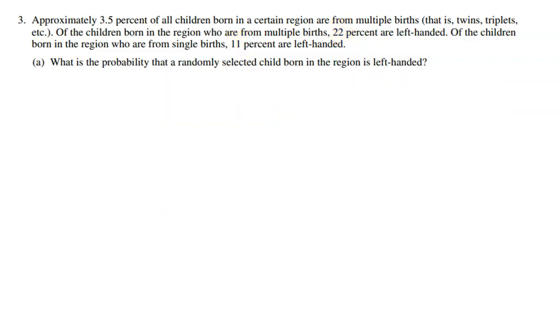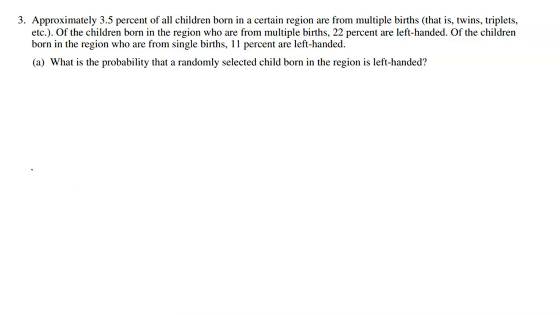So let's specifically look at question A. What is the probability that a randomly selected child born in the region is left-handed? And this is exactly why a tree diagram is going to be really helpful here, because there's 2 ways you can be left-handed. You could be left-handed from a multiple birth, or you could be left-handed from a single birth. And I know that they are not independent of each other from the pure fact that I know you're more likely to be left-handed if you come from that multiple birth versus less likely to be left-handed if you come from a single birth. So let's start off with making the tree diagram, because it's going to make answering this question really easy.